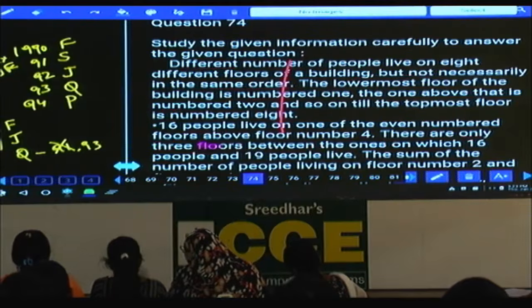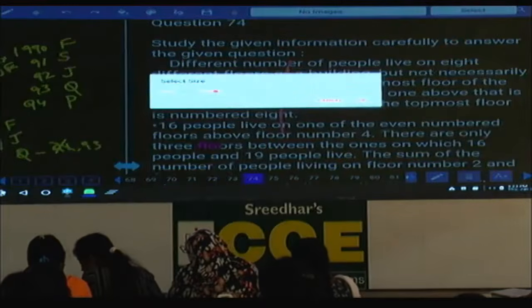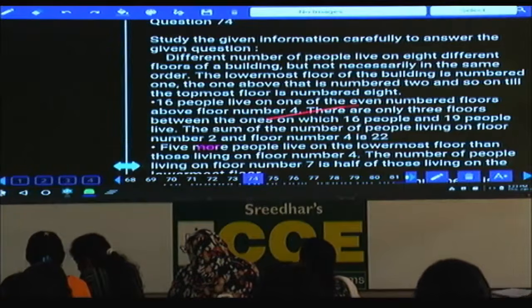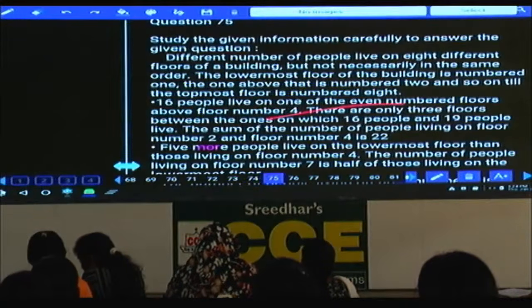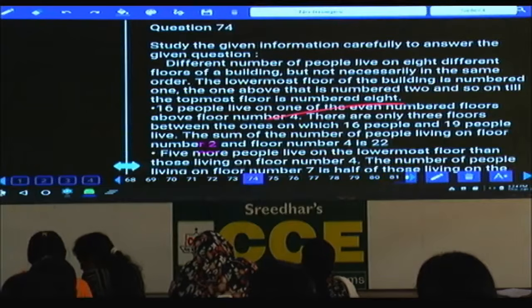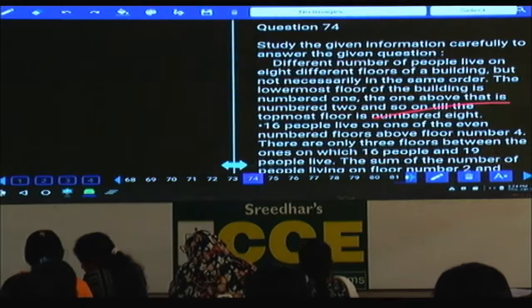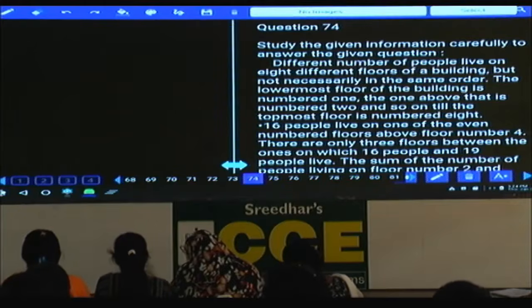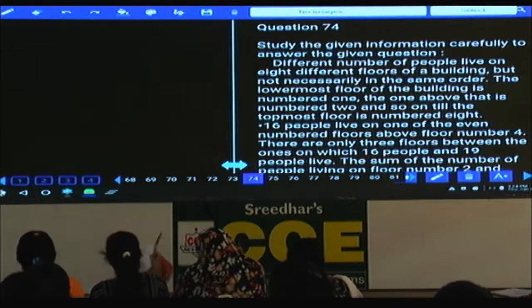Then coming to 74 onwards. Now what about this 74? Now in this 74, tell me what is the information we have for this? Different number of people living on 8 different floors of a building, but not necessarily in the same order. The lowermost floor of the building is number 1, the one above that is number 2, and so on, till the topmost floor is number 8.